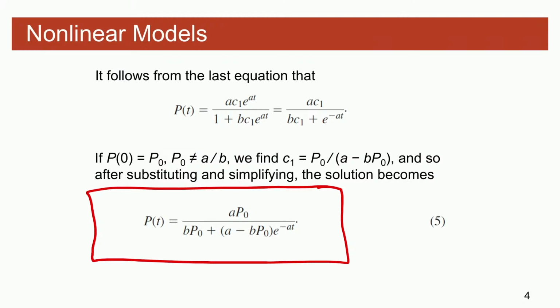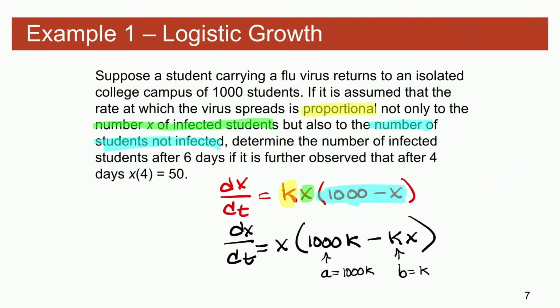Oh, this has p sub 0 in it. So I guess I need to know what p sub 0 is for this. Does it say A? Oh, A student. Okay, you got patient 0. A student, so that means that P of 0 is 1.